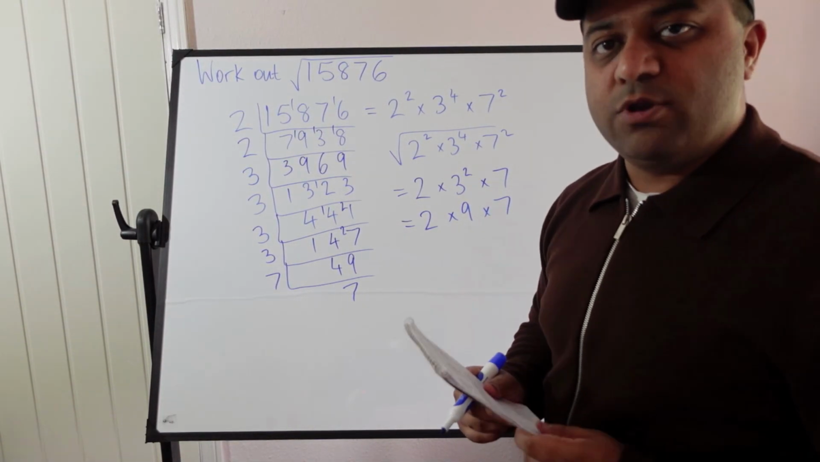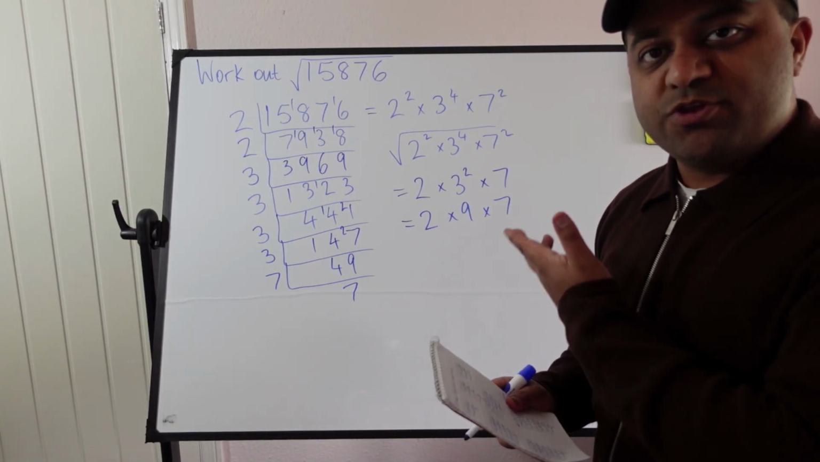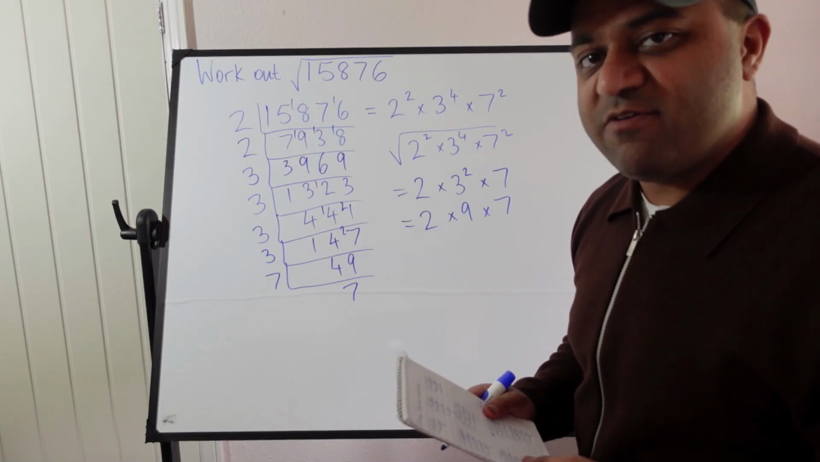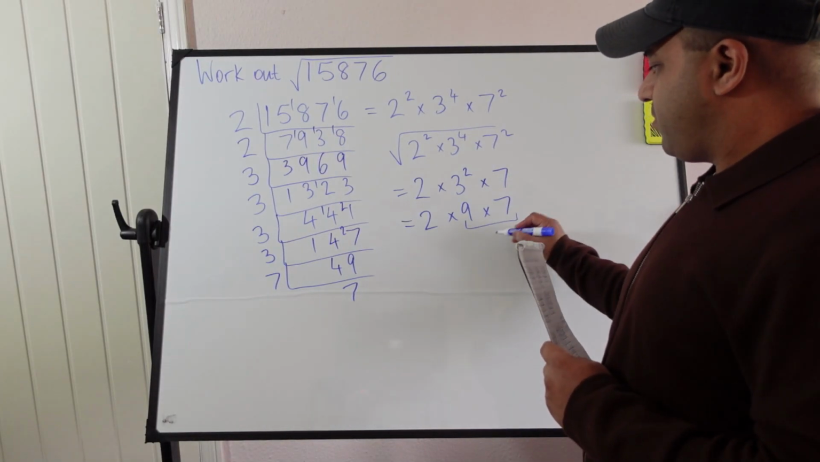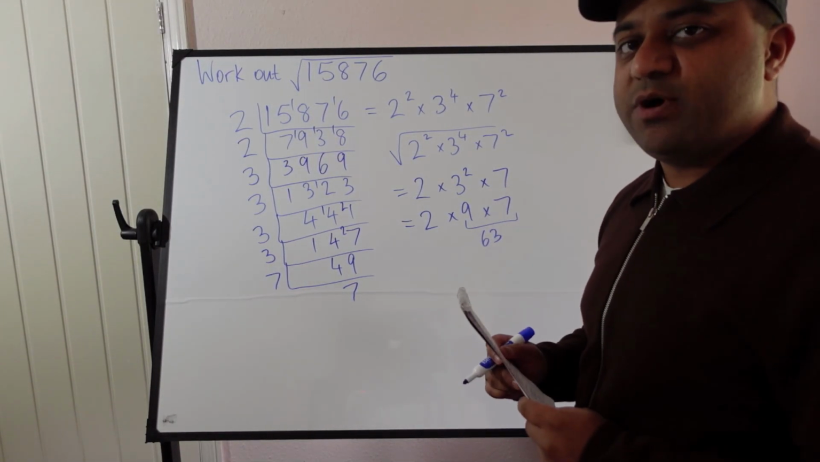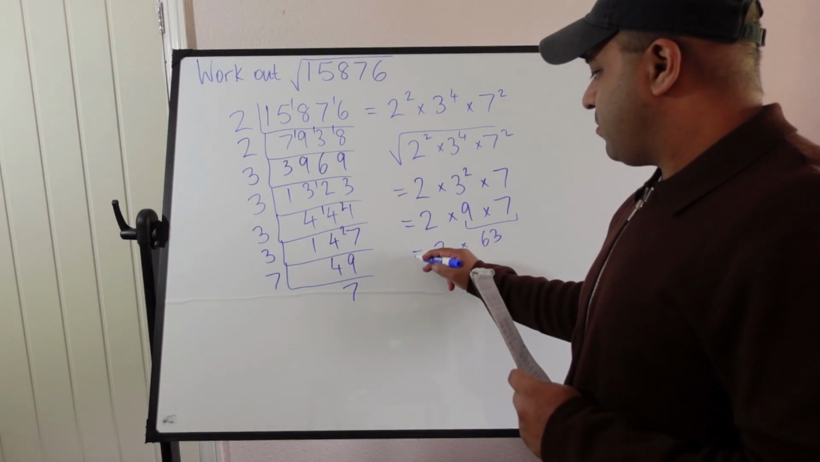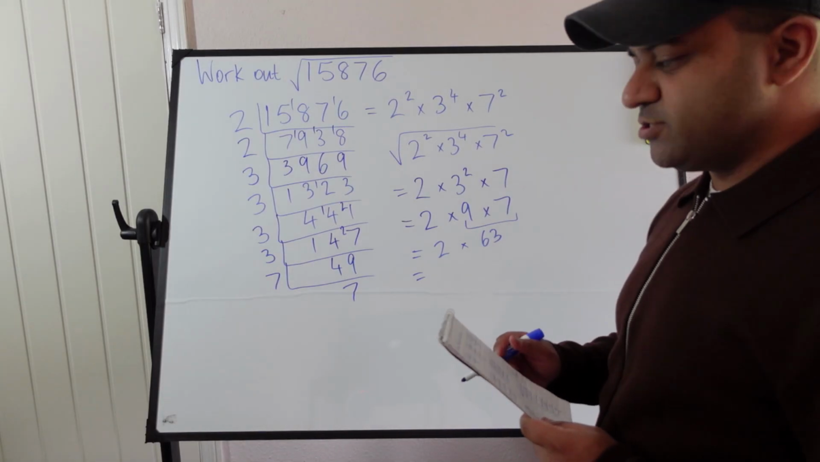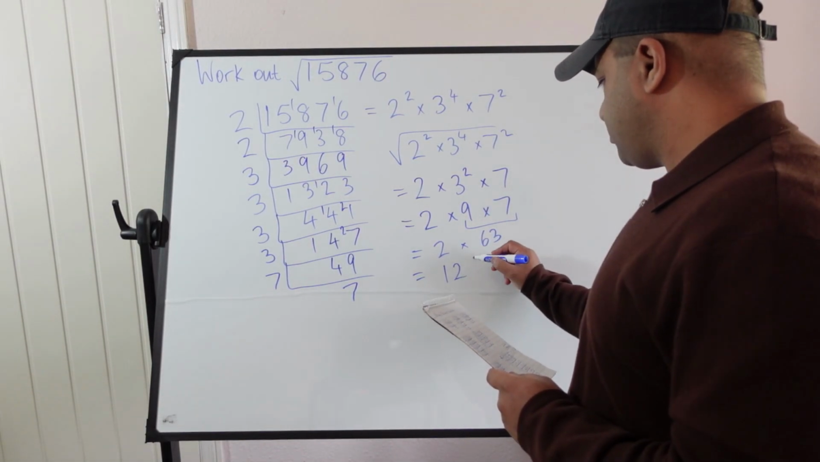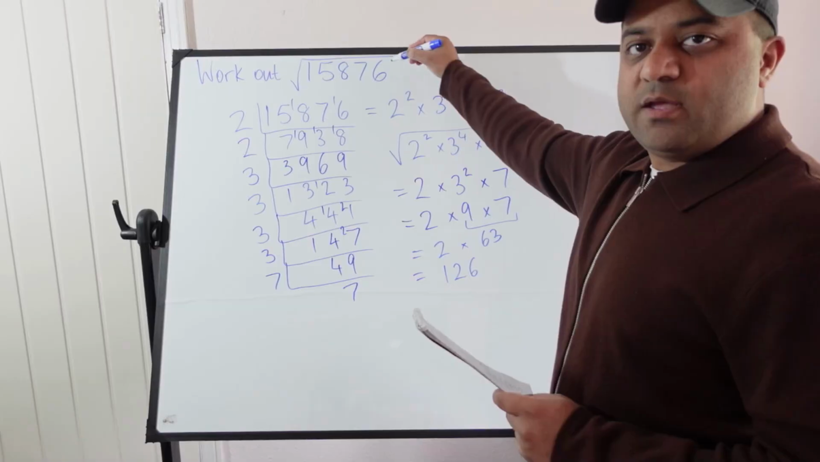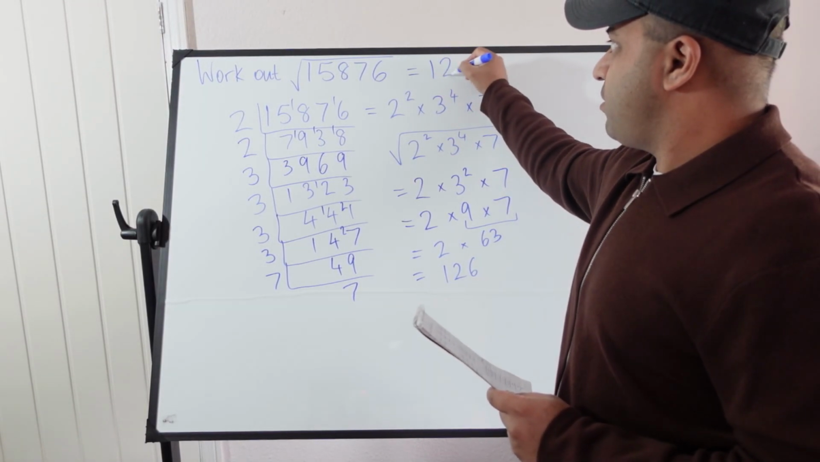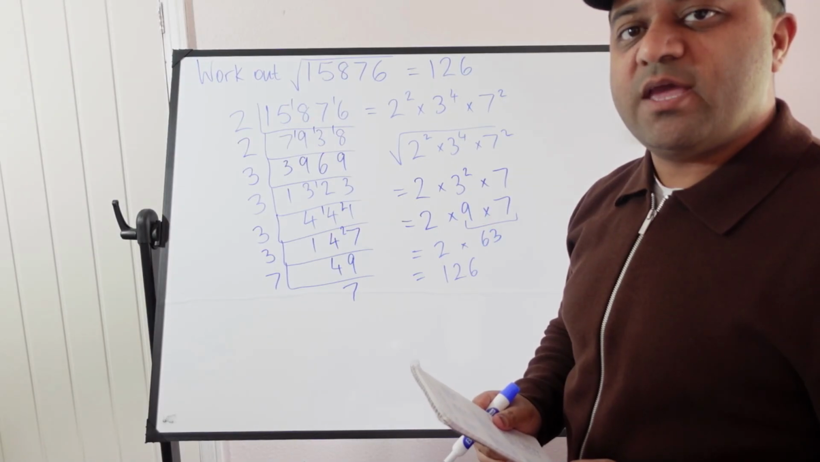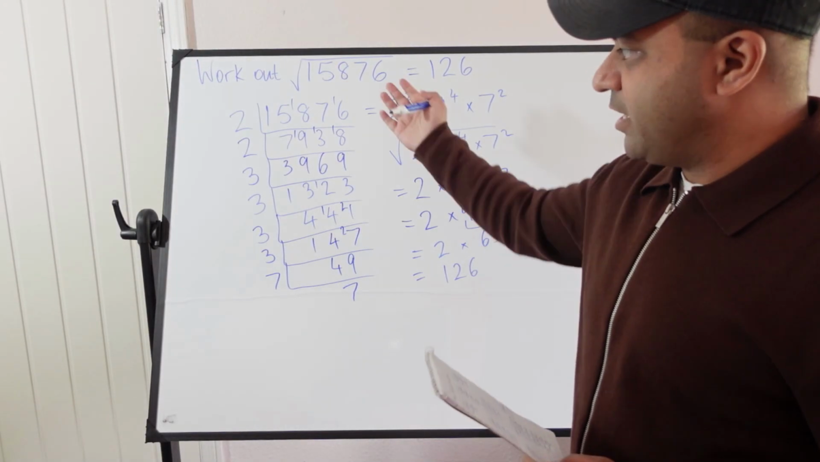So, using our knowledge of our multiplication tables, we can do this in any order we want. I believe the best order would be to do 9 times 7, which is 63, and then multiply that by 2, which gives us a final answer of 126. So, our final answer for the square root of 15,876 is 126. And here's our full working out.